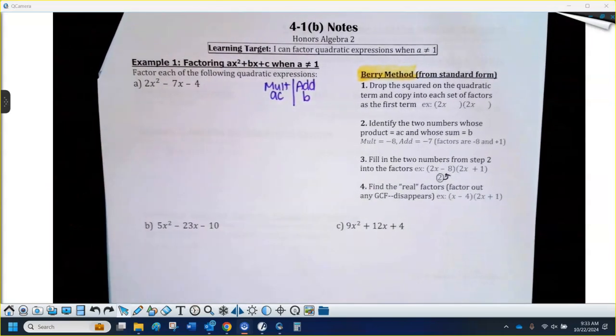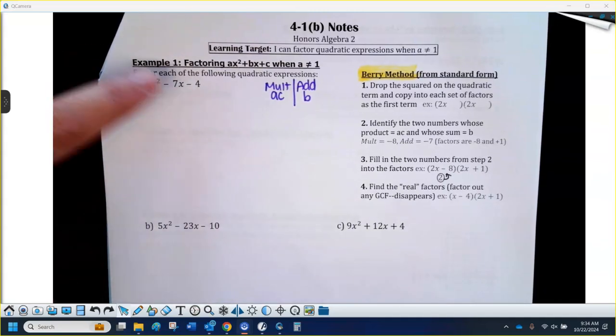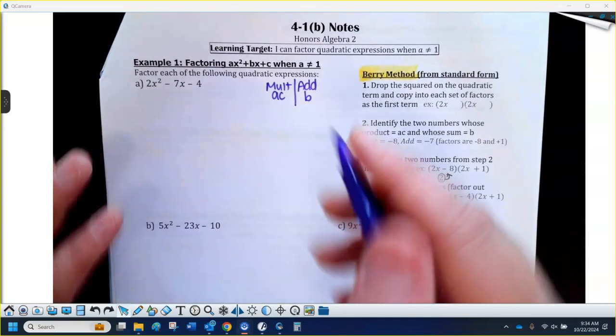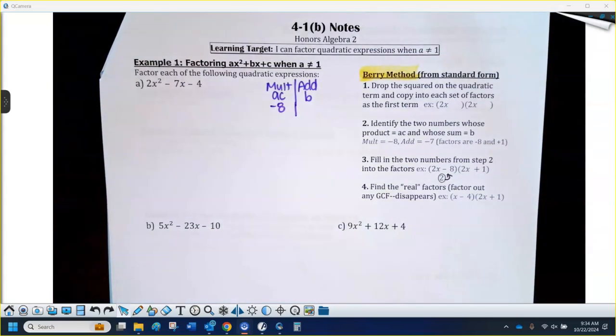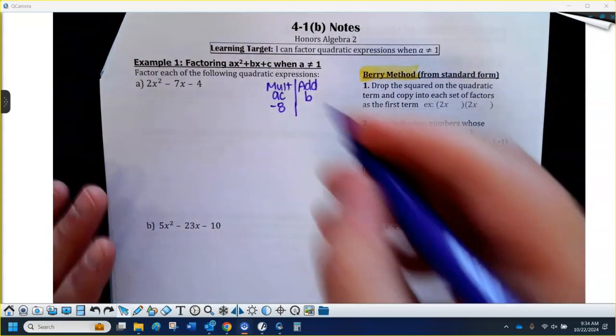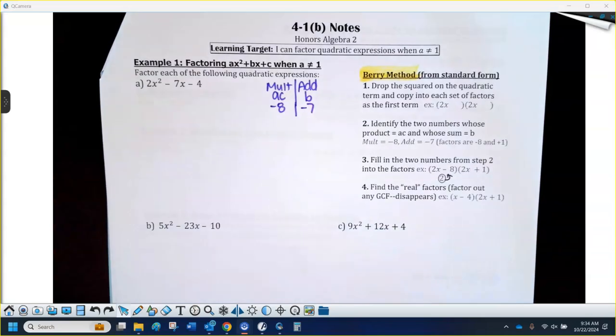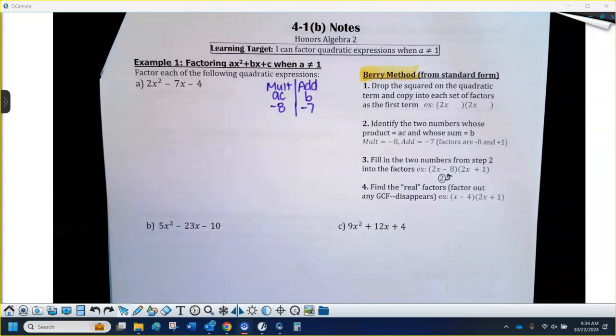Like I said, the main difference is that our A value for all those questions yesterday was 1, so it just looked like we were doing the constant. So we're just going to multiply first and last. I'm going to do 2 times -4, so that would be -8. And I'm always going to add to get the linear term's coefficient, which is -7.